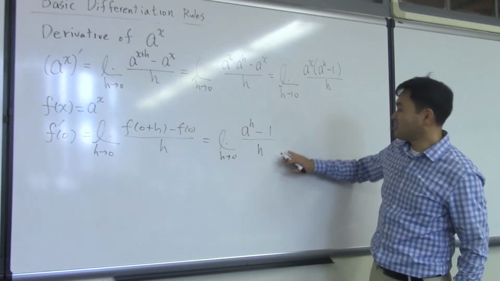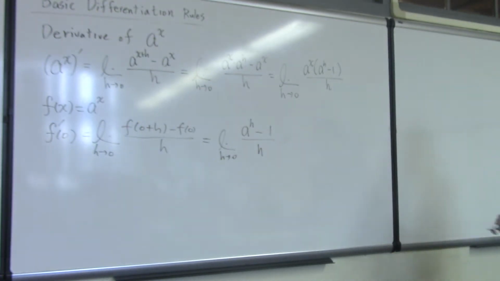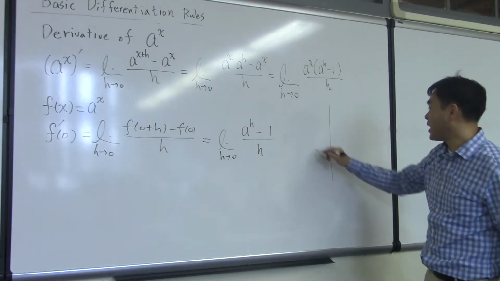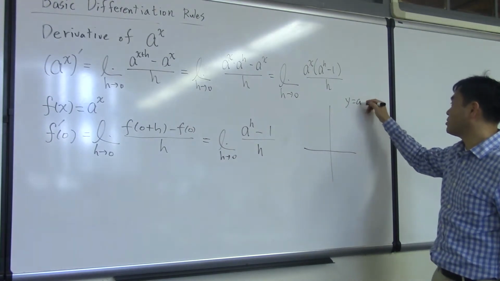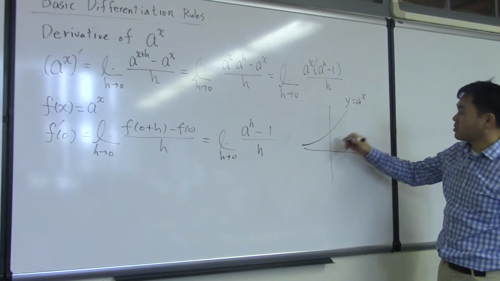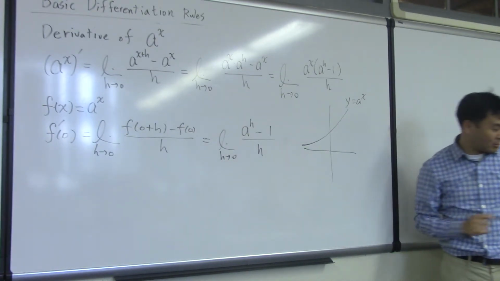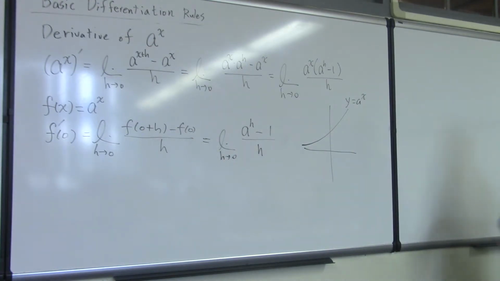Okay, so isn't that exactly this, right? Okay, so what does that mean? Well, let's go to the graph of a to the x, y equals a to the x. If a is bigger than 1, the graph looks like this. If a is between 0 and 1, it actually is decreasing, but let's just think about this.